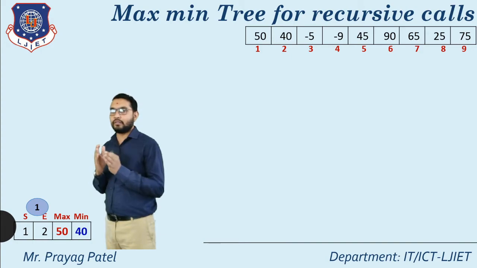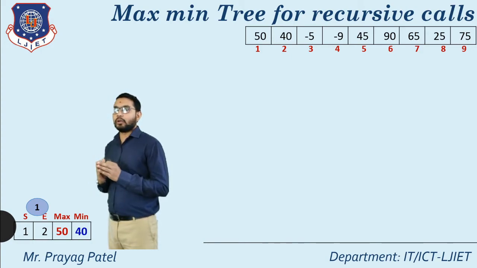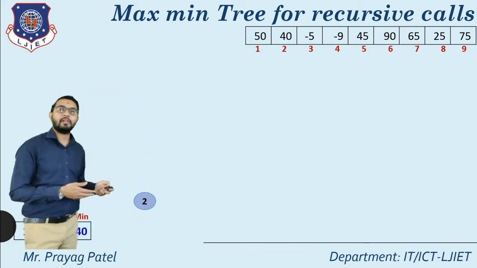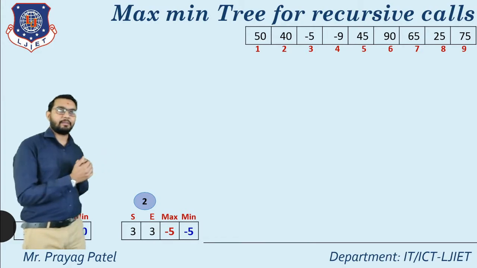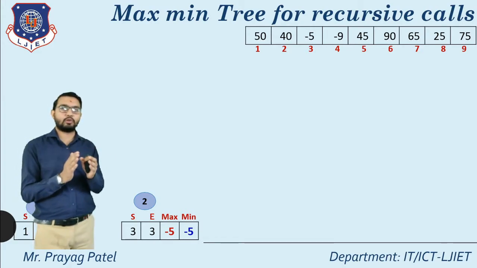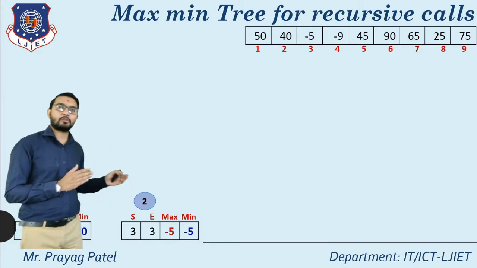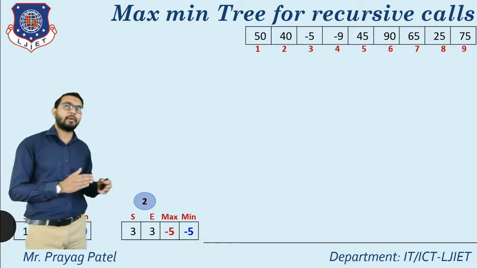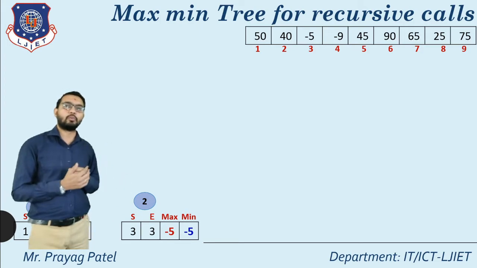So consider the location 1, 2. Minimum equal to 40 and maximum equal to 50. This is our first step. Now consider the second step. In the second step, we consider location 3 because we first combine 1, 2 with 3. So the second step is location 3. So starting position is 3, ending point is 3, minimum equal to -5 and maximum equal to -5.